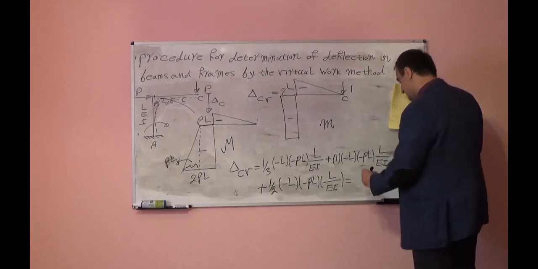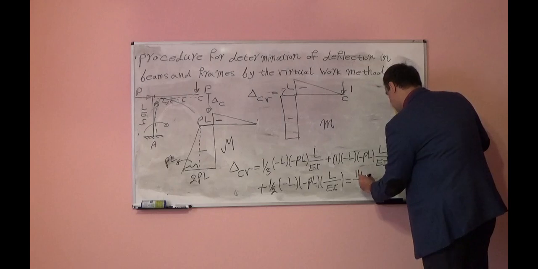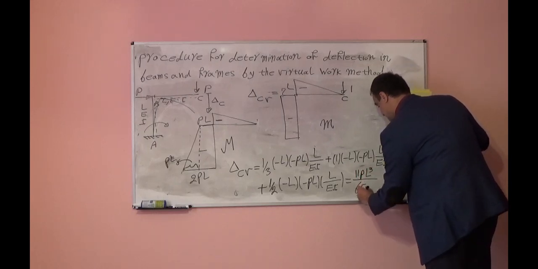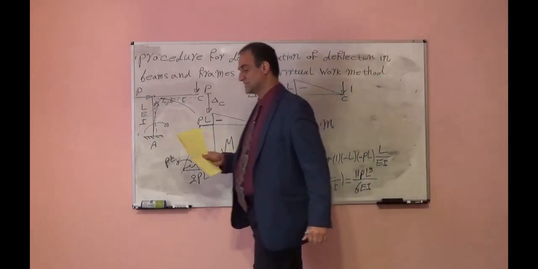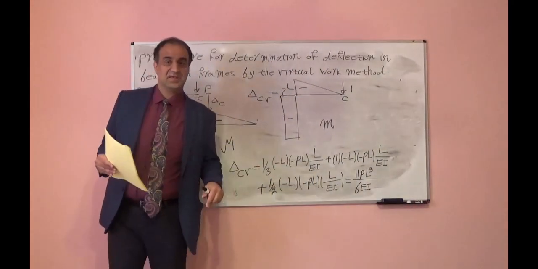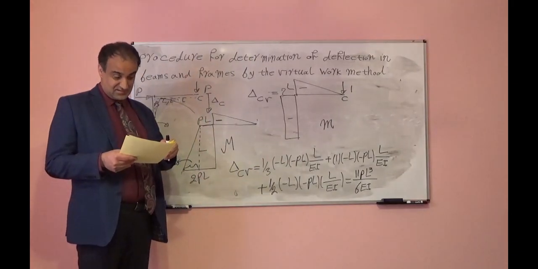So the final answer will be equal to 11 PL cube over 6 EI. And I can double check my final answer. The coefficient, maybe I made a mistake, but the procedure is right. I can double check everything.